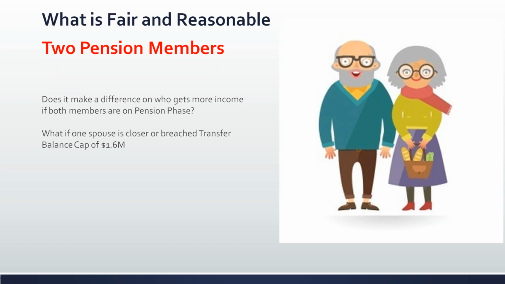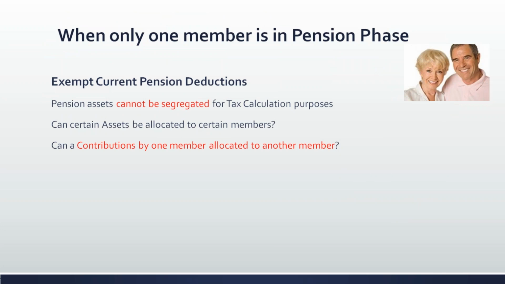Again, I'm not saying that it does not matter at all. What matters is that if there is a discrepancy in the daily method, then perhaps in these situations we should just accept what the software is calculating, and move on. Now, it gets complicated when one member is in pension phase and the other member is in accumulation phase.